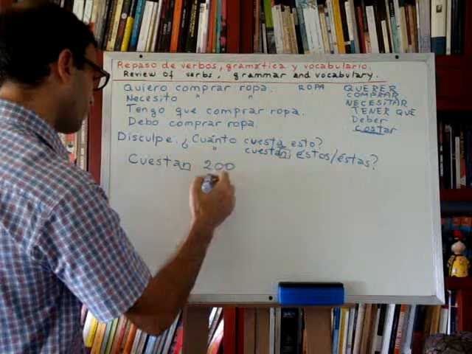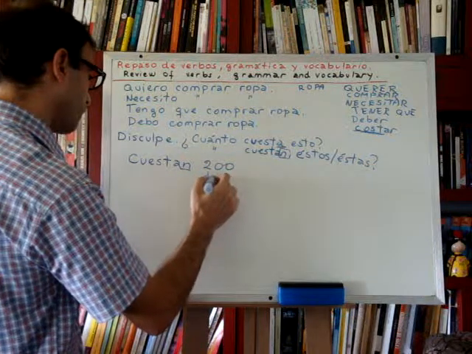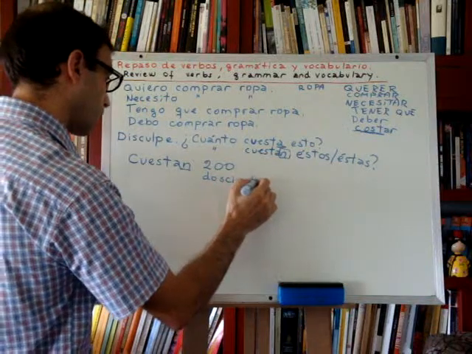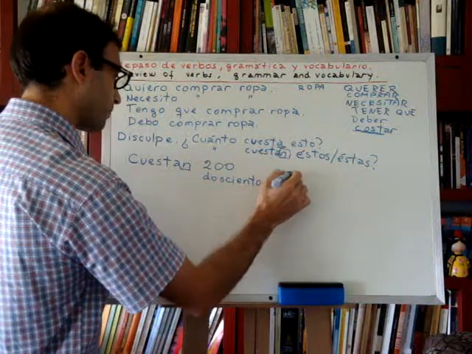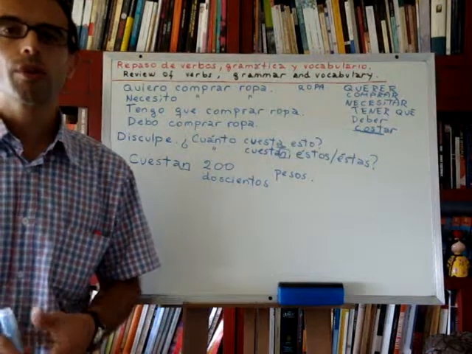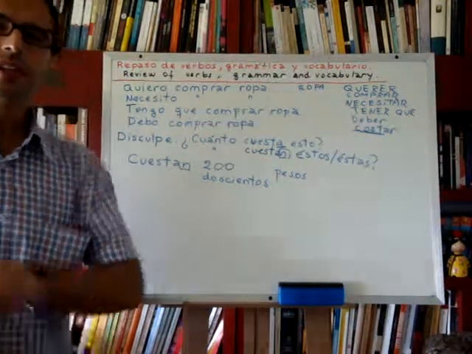200. We write it like this. Spell it like this. 200. 200 pesos. Okay? Cuestan 200 pesos.